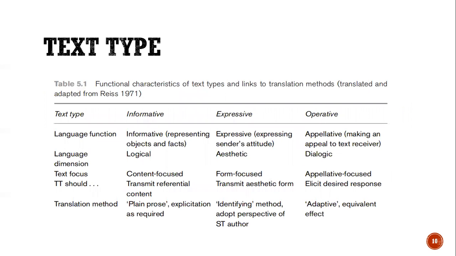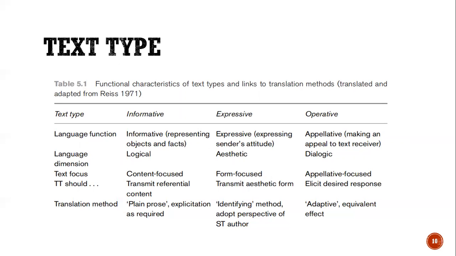Now, here are the text types. I told you that here we're not going to have the last one. We'll have informative, expressive, and operative. The text types, language function. Informative provides information representing objects and facts, and expressive expresses the sender's attitude, aesthetic sense, you can say. Operative, appellative, making an appeal to the text receiver, that means to the readers. What is the language dimension? In the language dimension, informative is logical, expressive is aesthetic, and operative is dialogic.